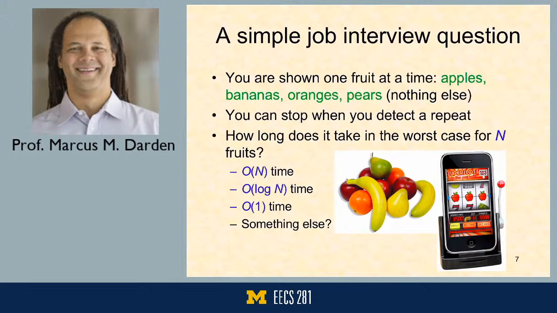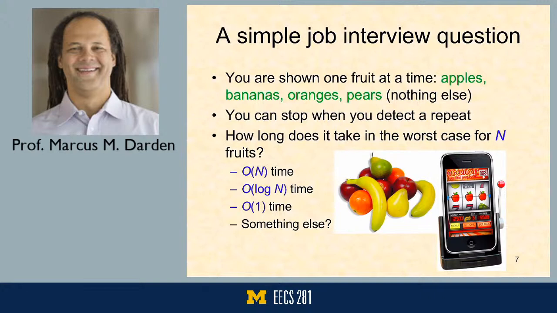All right, so here's a simple job interview question. As we're looking at sequences and things like that, it's going to be useful as we move forward. What I'm going to do is show you one fruit at a time. And there are 4 different fruits: apples, bananas, oranges, and pears. No other fruits. So the question is, if you can stop when you detect a repeat, how long in the worst case is it going to take for you to figure out when the repeat happens?